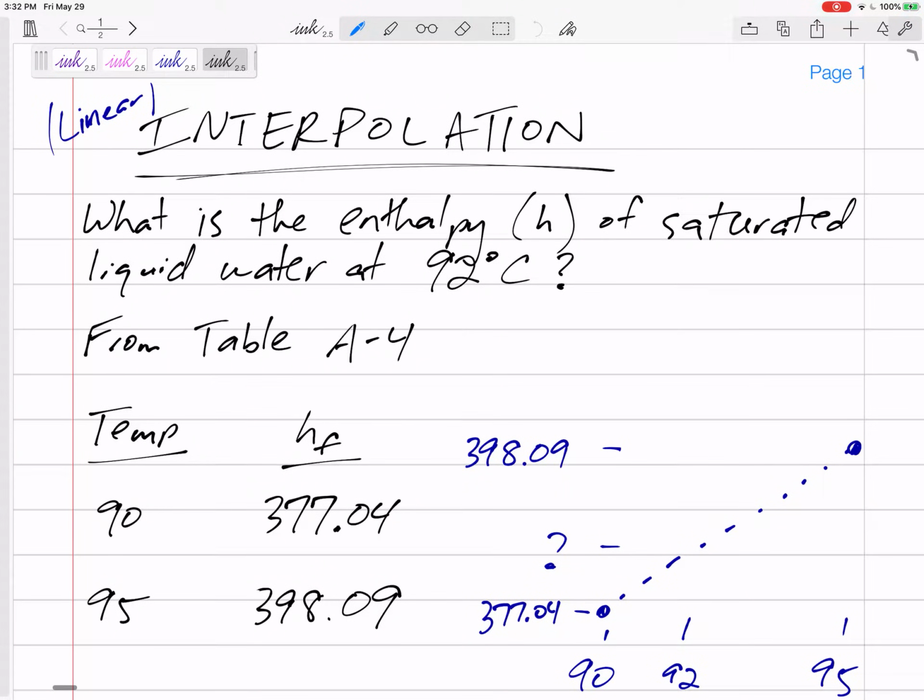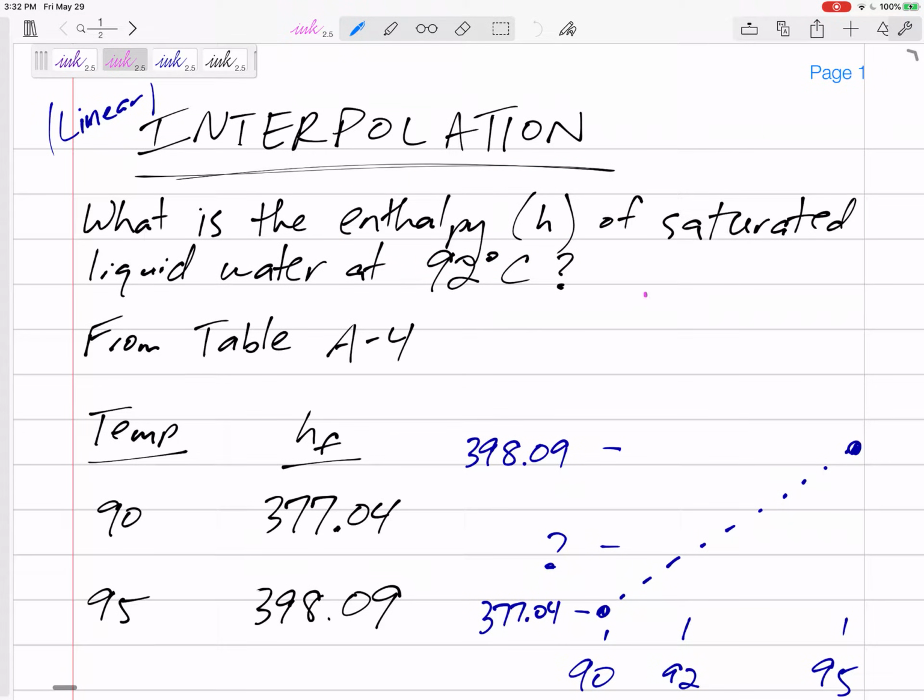All right, so let's add this page into your notes about interpolation, because what if it's asking you for a number that's not exactly precisely on our property tables? For instance, how about this question? What is the enthalpy of saturated liquid water at 92 degrees Celsius?